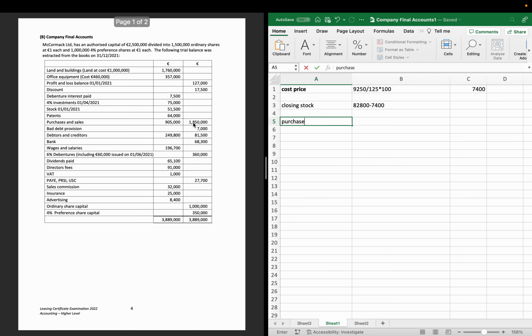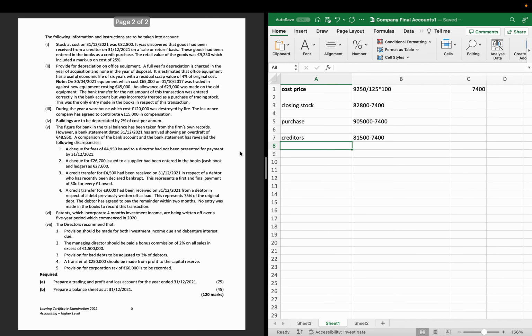So the purchases is 905, and creditors starts off at 81.5. So we take them away because we don't own them. So it's slightly different from when we sell goods on a sale or return basis, which increases stock by the cost price and reduces sales and debtors by the selling price, because you obviously sell goods at a selling price. But when you buy goods, they're all at the cost price. So that's the first one done.